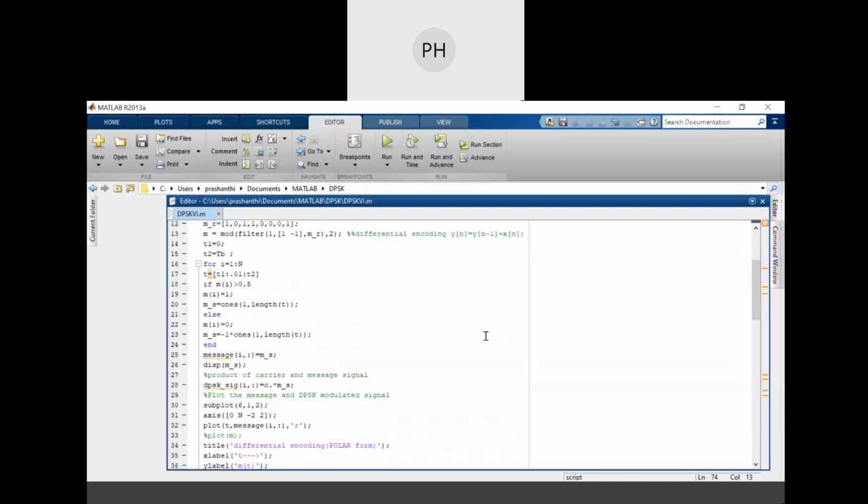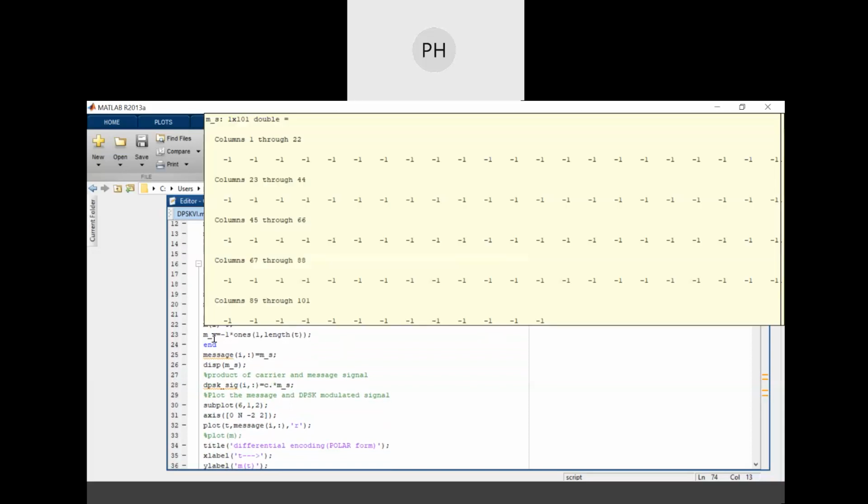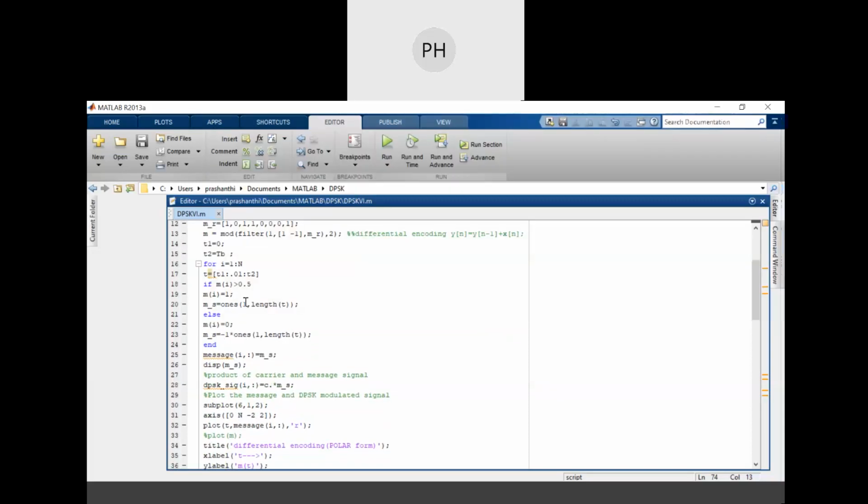Here the differentially encoded bits are converted into polar form, that is ones and minus ones. Next that is multiplied by the carrier in order to get the DPSK signal. Then the message signal, the carrier signal and the DPSK signal are plotted.